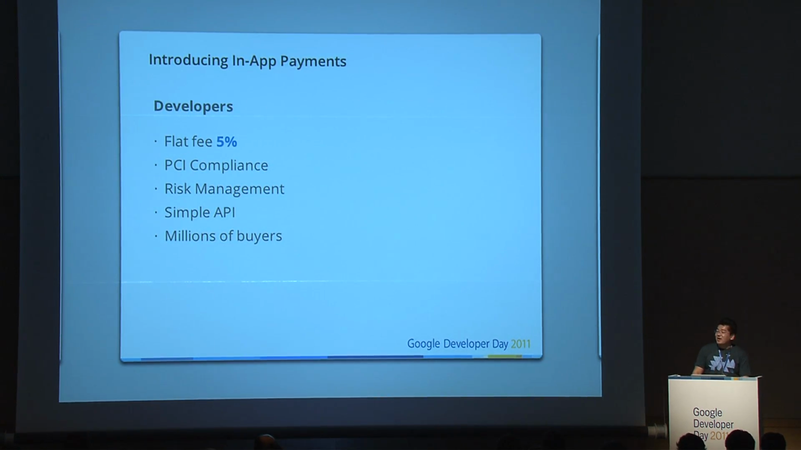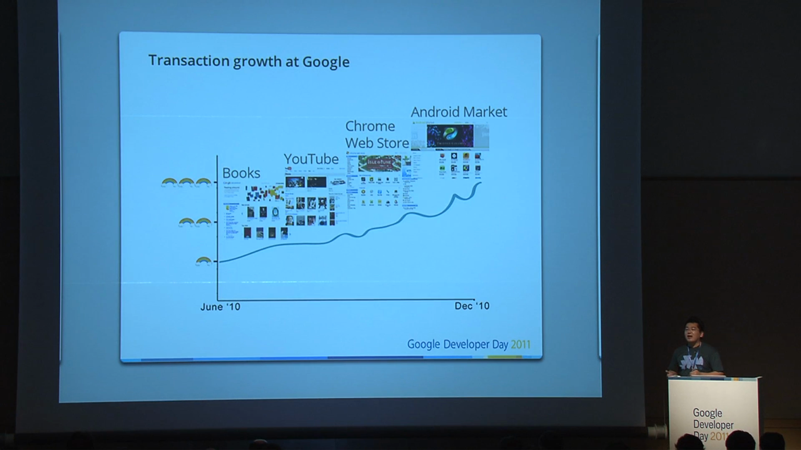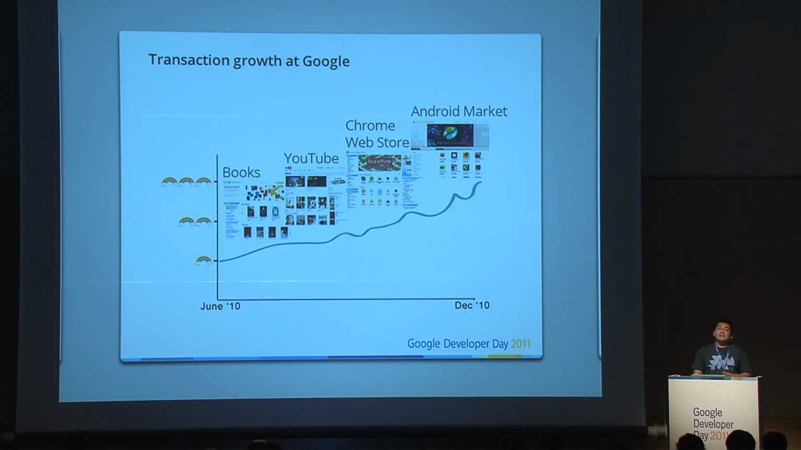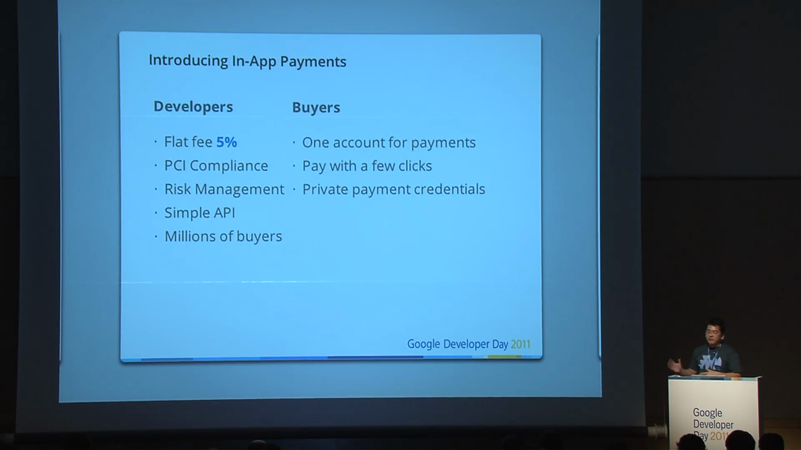Next, we have a very simple API, and the API is going to be so simple, I'm going to show you how to implement the whole thing during the slide deck. And lastly, we have millions of buyers. If you saw on the previous slide, any user who's made a purchase from Android Marketplace, from Chrome Web Store, from YouTube, books, or even something simple like Picasa Web Storage, they store their payment credentials within the cloud. Well, not accessible by you, but a customer can complete the purchase with these payment credentials simply by logging in and clicking purchase. For buyers, there's a few benefits as well.